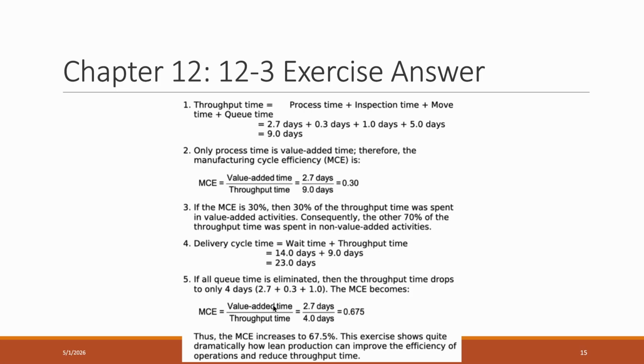So then now we can calculate our MCE as our value-added time divided by our total throughput time. Our value-added time is the process time, which is 2.7 days, divided by our new 4 days of throughput time, and this gives us an MCE of 0.675. Thus, the MCE increases to 67.5%. This exercise shows quite dramatically how lean production can improve the efficiency of operations and reduce throughput time.